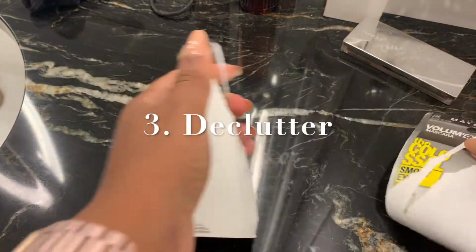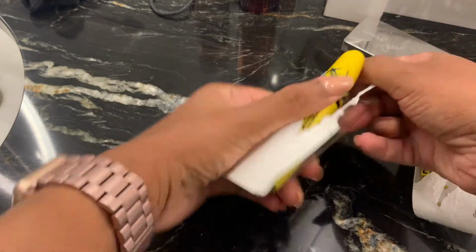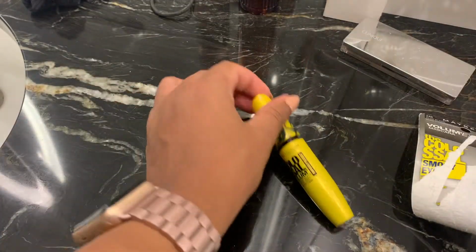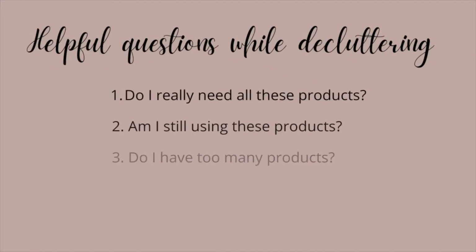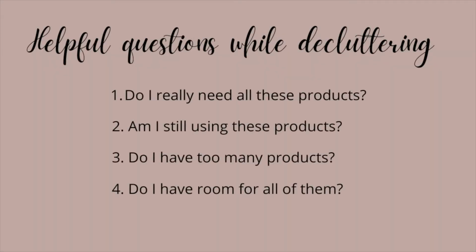Decluttering is a very important step. You want to get rid of bulky packages that take too much space. You might want to sort through your products and really question yourself to see, do you really need all these products? Are you still using them? Do you have too many? Do you have enough room for all these items?